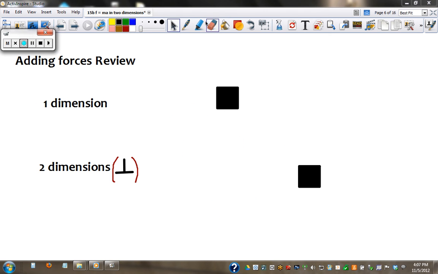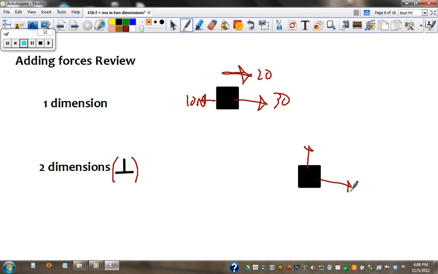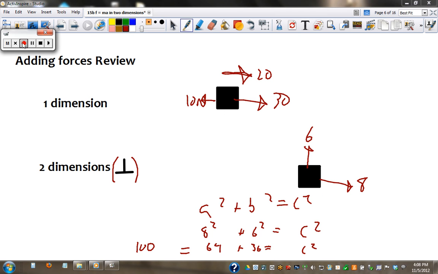So let's add an adding force review. If they're in 1 dimension, it's pretty easy. 30 and 10, that's a net of 20. So we just add them together. The opposite, subtract. If it is at 90-degree angles, perpendicular, then a squared plus b squared equals c squared. And we've got 8 squared plus 6 squared, 64 plus 36, 100 equals c squared, square root, and the resultant is 10.